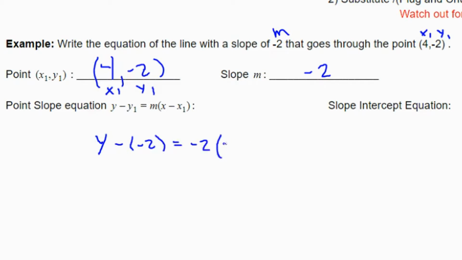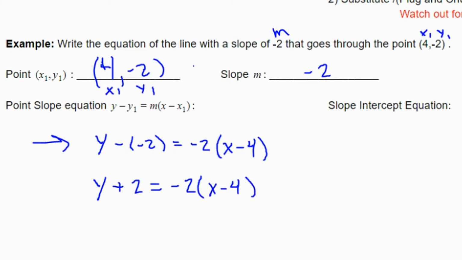Times the quantity x minus x1, and my x1 is a 4. So all I've done is just plugged in these numbers from my problem. And here we have our point slope equation. Well, I tell you guys all the time, do not leave double signs. So minus a negative can actually be simplified into a positive. So here is our point slope equation for this example.